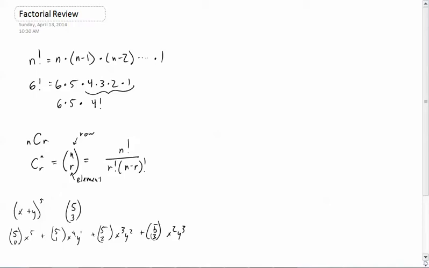So this 3, remember, should match up with the exponent of that second term. They should add up to give you 5. So 5, 3 would be that term right there, that coefficient. Now, that doesn't necessarily have to be the whole coefficient of this term, because if x or y had numbers in front of them, then those numbers would also add into the overall coefficient of the term. But this is the binomial coefficient, which is just the 5, 3.